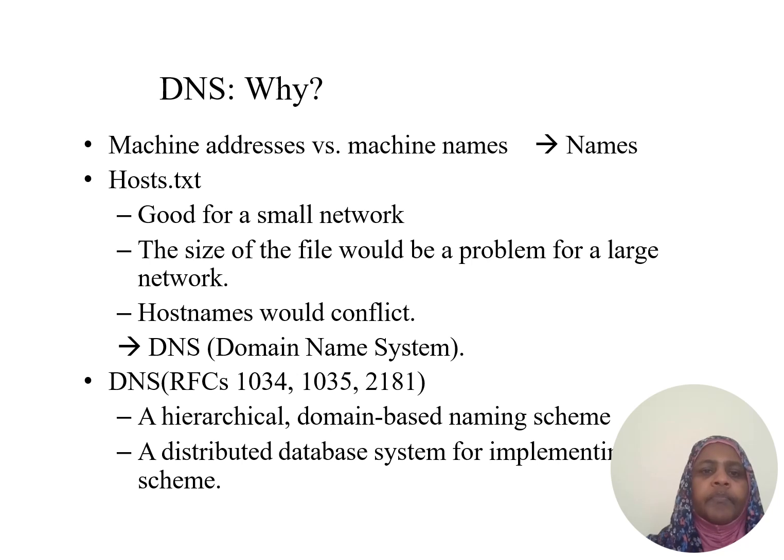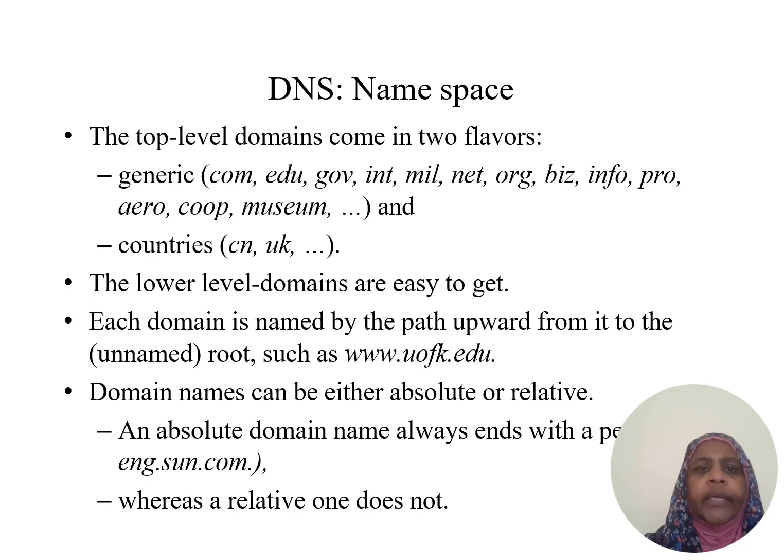Domain Name System is a hierarchical domain-based naming scheme with a distributed database system for the implementation of this. The top-level domains have two flavors: generic, .com, .edu, .gov, .int, .mil, .net, .org, and countries, .cn, .uk, .usa, .sd. The lower-level domains are easy to get.